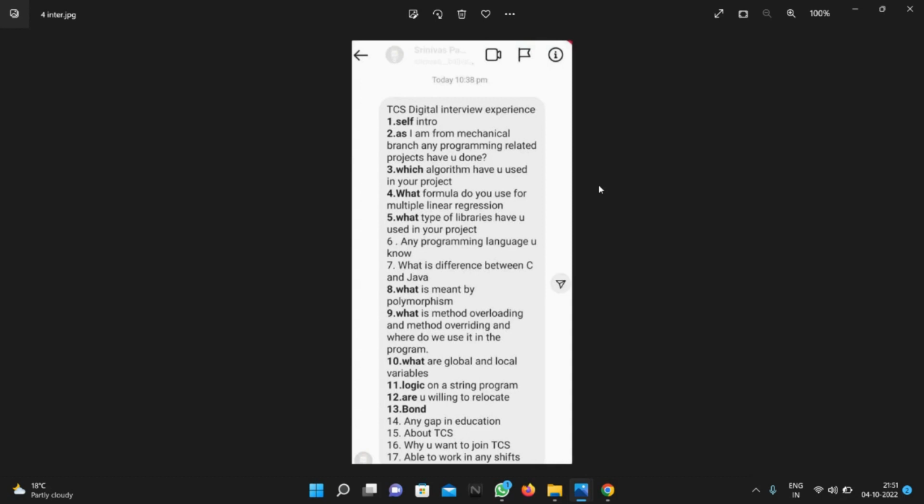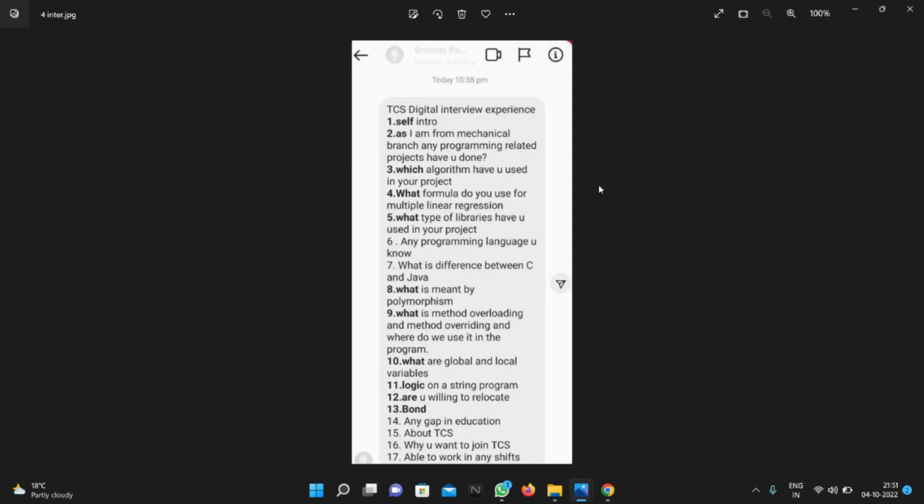They will ask about your algorithm and your project, and what formula you use for multiple linear regression. They will ask questions on linear regression. If you mention that you have done a program with this algorithm, then they will ask questions on this.